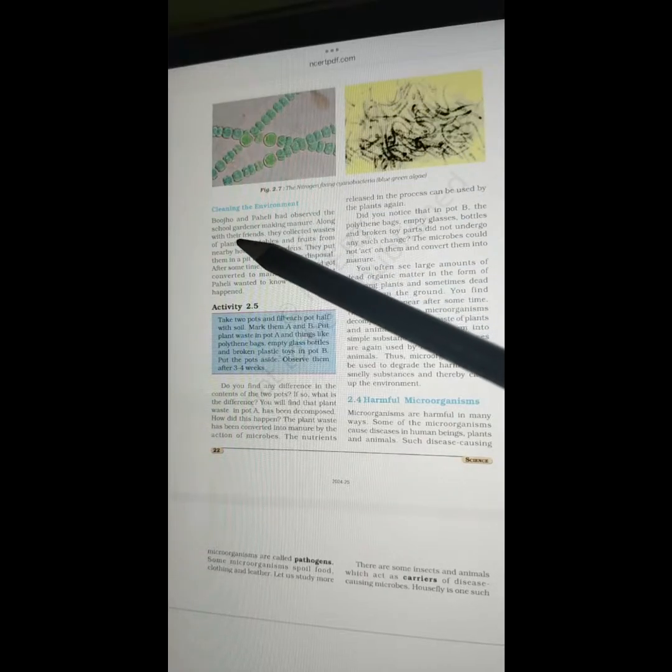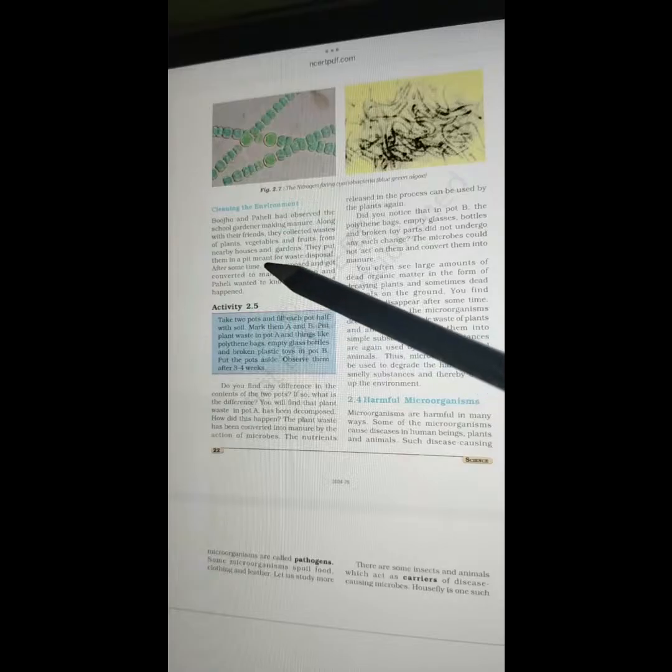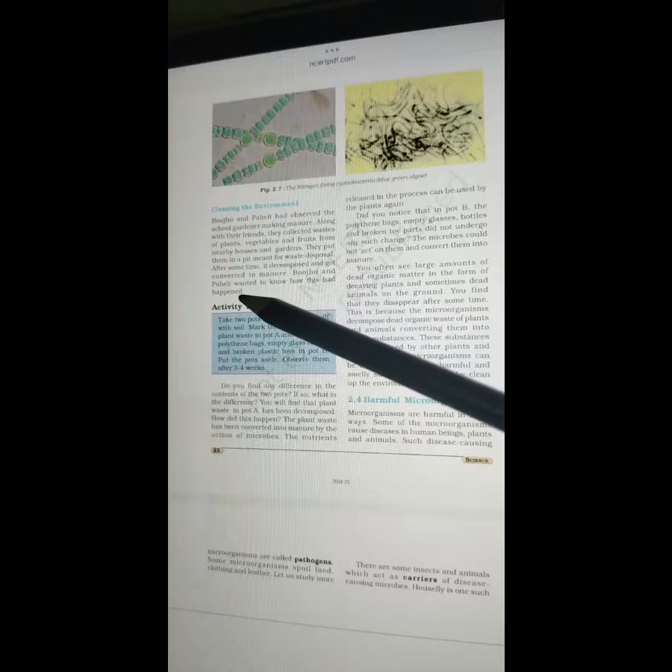Cleaning the environment. Bojo and Paheli had observed the school gardener making manure. Along with their friends, they collected waste of plants, vegetables, and fruits from nearby houses and gardens. They put them in a pit meant for waste disposal. After some time, it decomposed and got converted to manure. Bojo and Paheli wanted to know how this had happened.